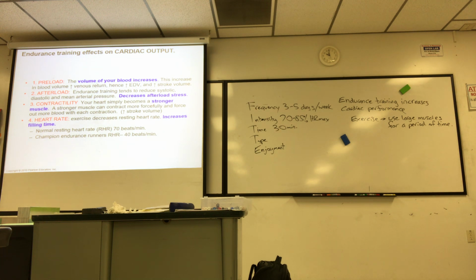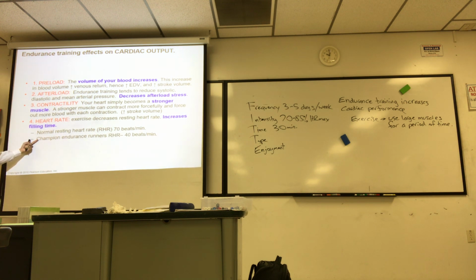Your heart loves that. I'll give you a couple of numbers: normal resting heart rate, maybe 70. Endurance athletes get down into the 40s.